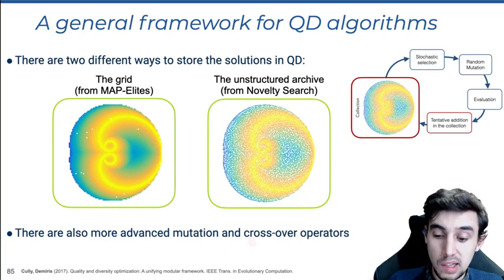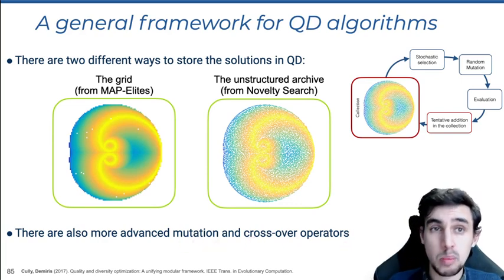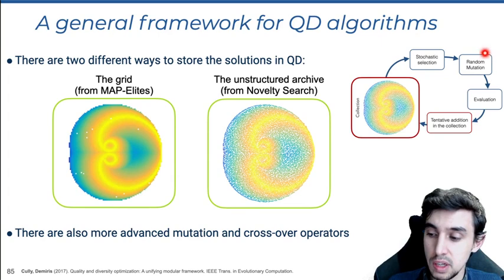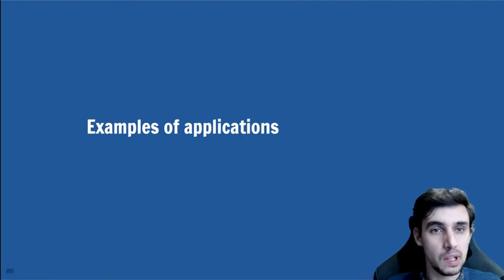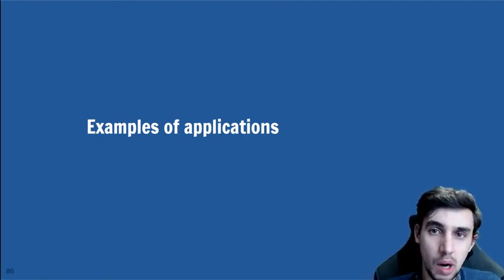There are also more advanced mutation and crossover operators. We can define a crossover, even if it's not shown here, by selecting multiple solutions during the stochastic selection, and here having a crossover before the mutation operator. So that's it for MAP-Elites and some more advanced concepts.